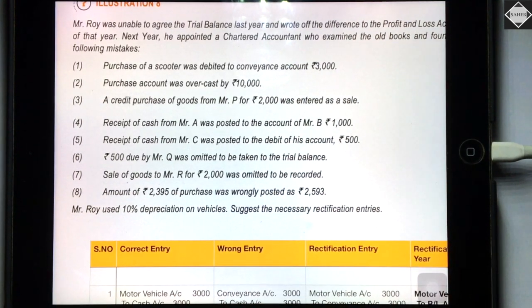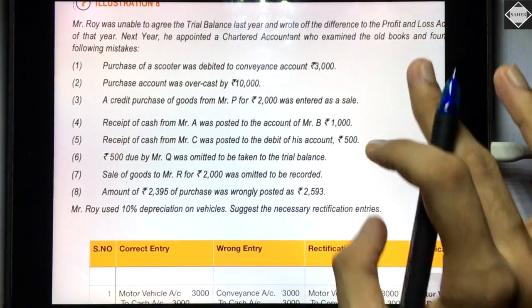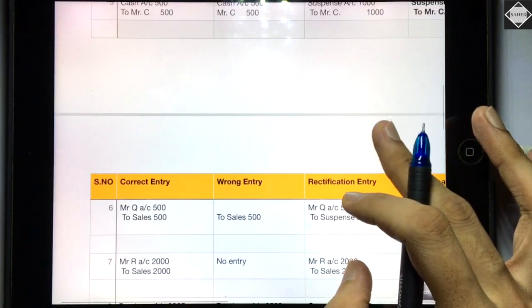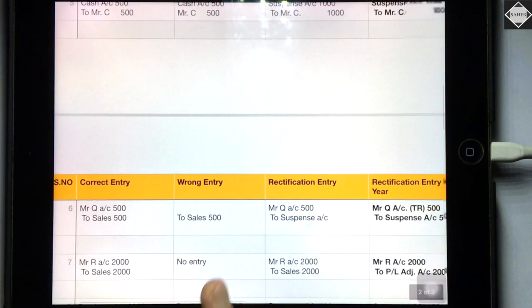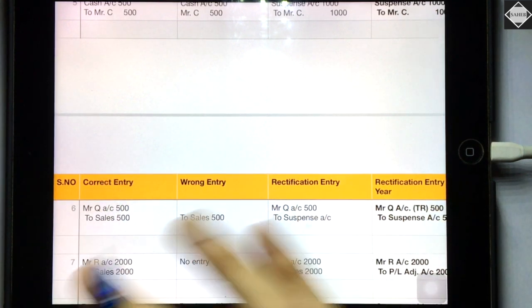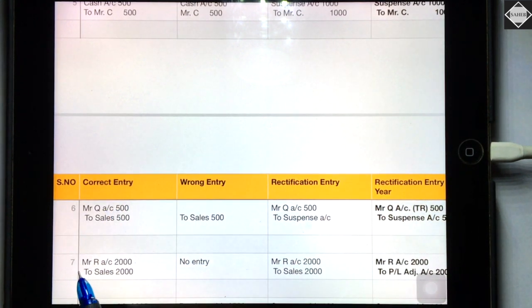So what will you do? What's the rectification? Really simple, sir. Just record that. So see, it's really easy. Seventh one. Rectification entry. What's the rectification entry? Really simple. Let's not focus on the rectification entry first. See the correct entry and then we'll see. Correct entry, see here. Mr. R account debit to sales account. Correct entry.